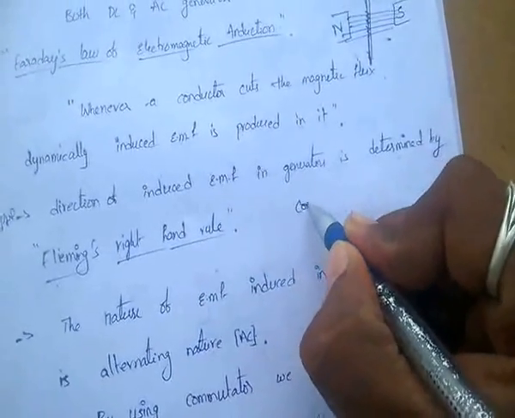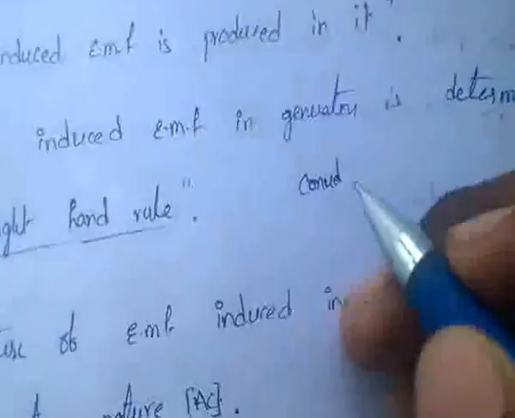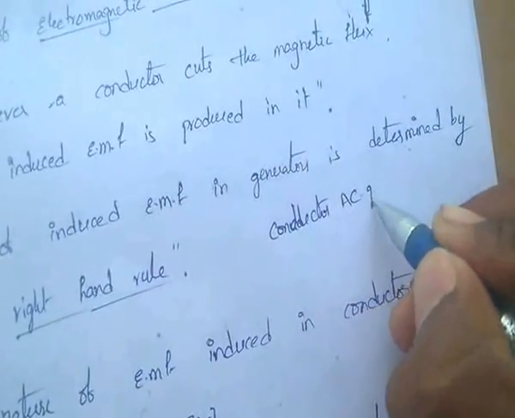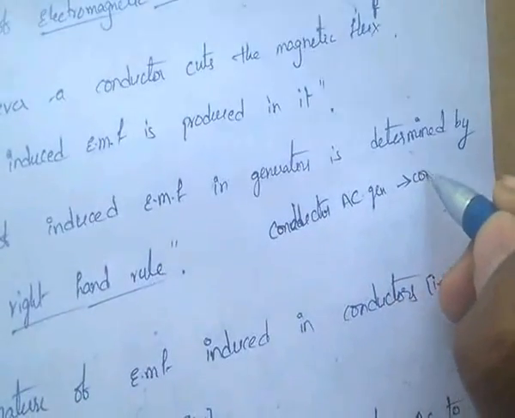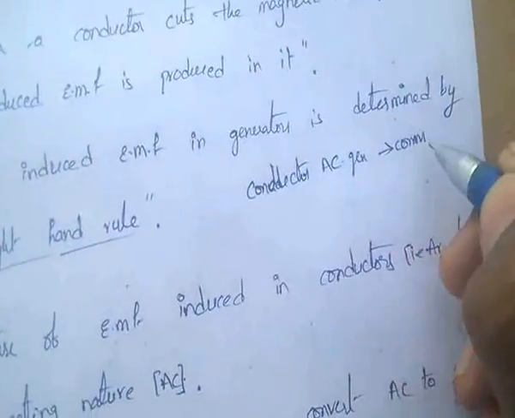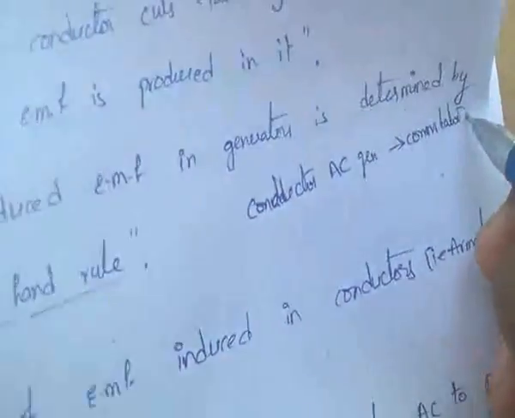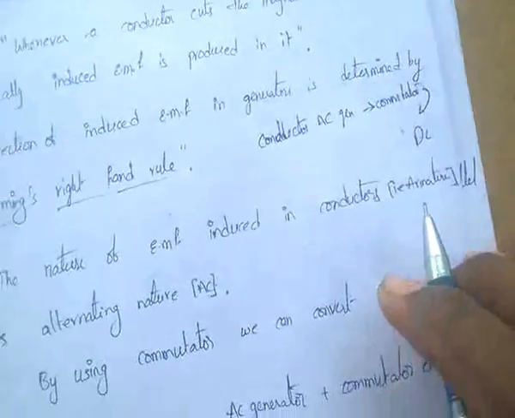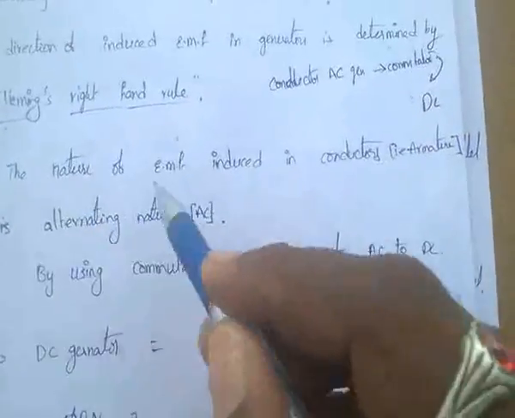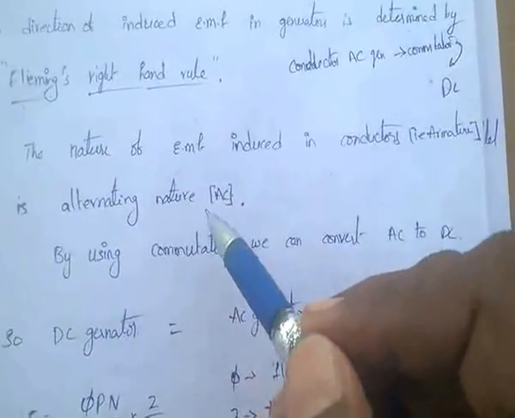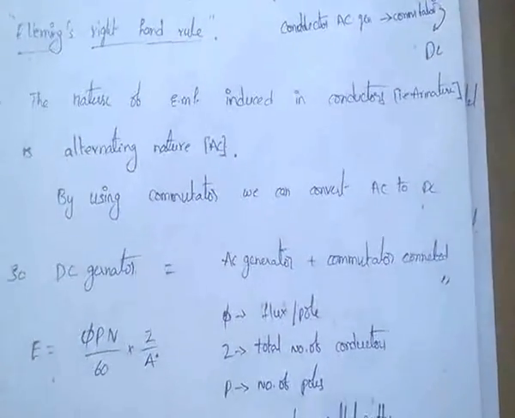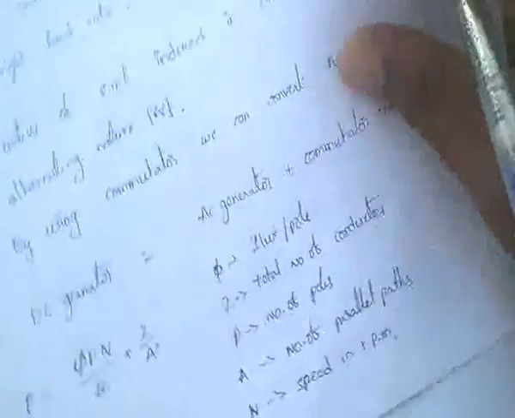In the conductors, AC is generated. This AC is connected to the commutator. Then the commutator converts AC to DC, and the output is DC. The nature of the EMF induced in the conductors is alternating, and by using a commutator we can convert AC to DC. That means DC generator equals AC generator plus commutator.